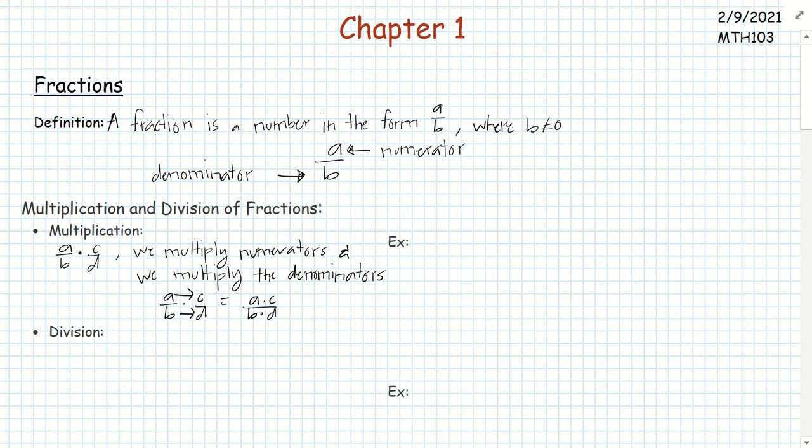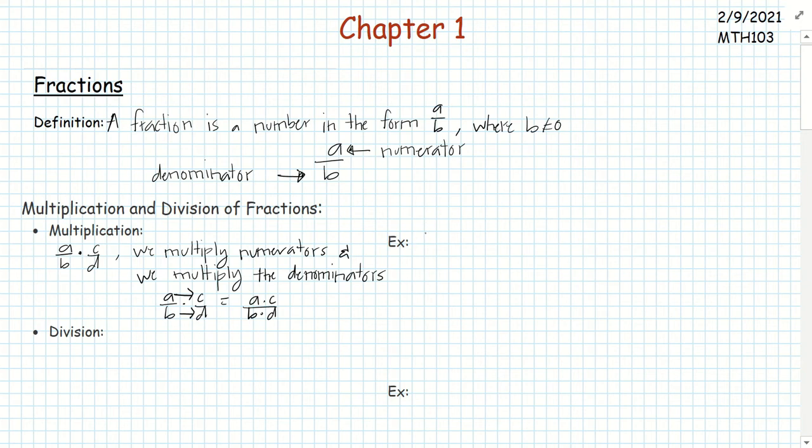Number on the top times number on the top, numerators, and then number on the bottom times number on the bottom, denominators. We multiply the numerators and we multiply the denominators, and we end up getting our multiplication. Let's go ahead and do a couple of examples.